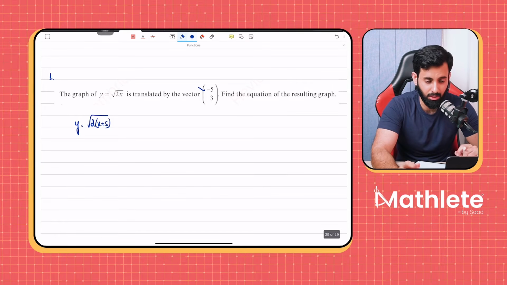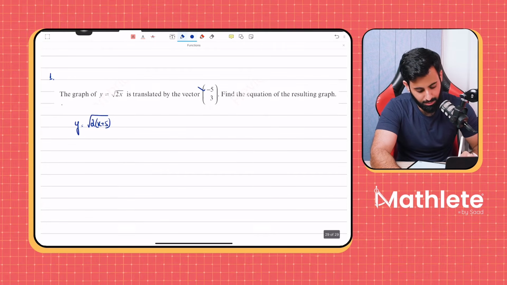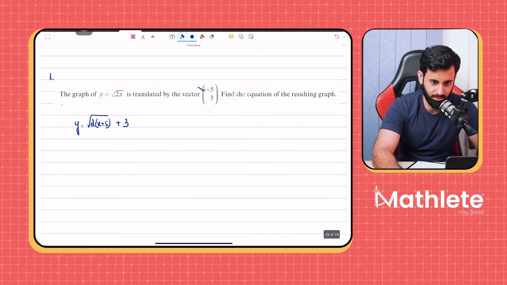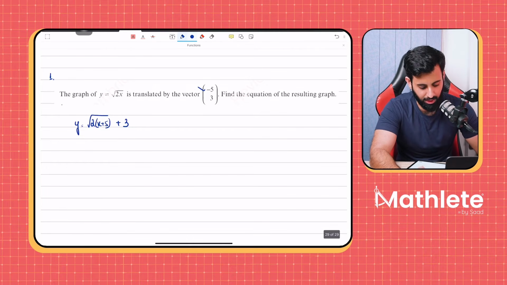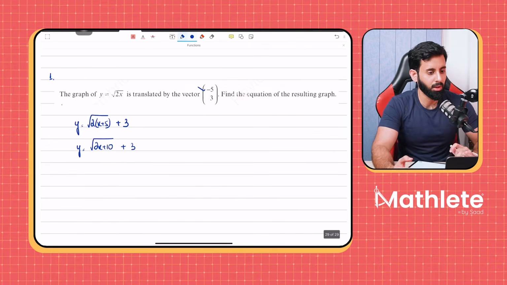But the question is, where are we going to add? Are we going to add inside the square root? Are we going to add outside the square root? Yes, it's going to be a plus 3 at the very end. Okay, it's going to be a plus 3 at the very end. And that's it. You can then simplify it. It becomes square root of 2x plus 10, plus 3. Okay, I'll explain this again.